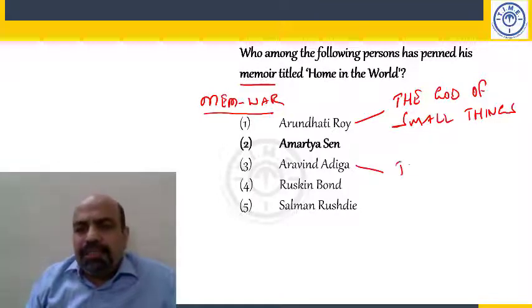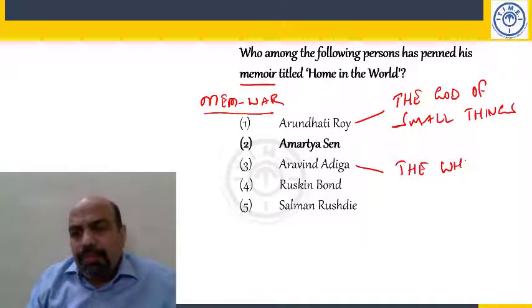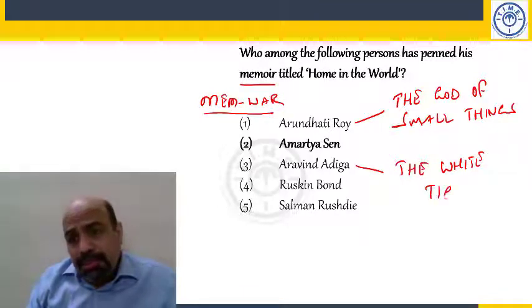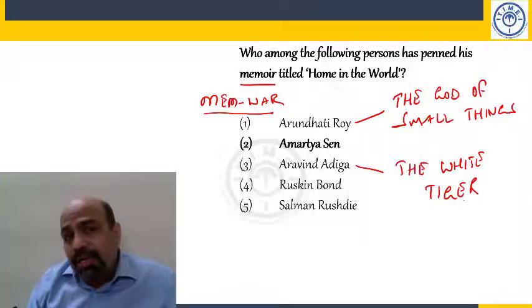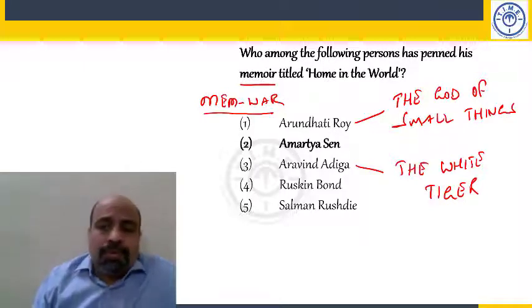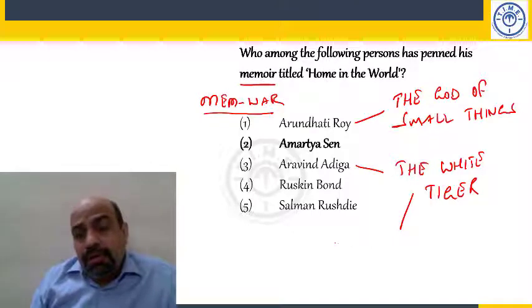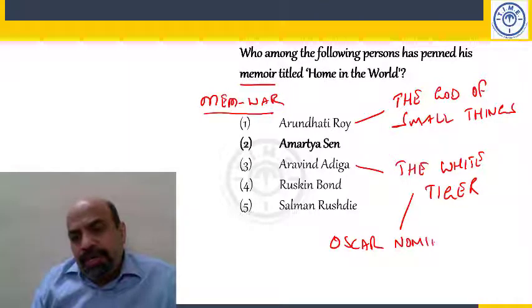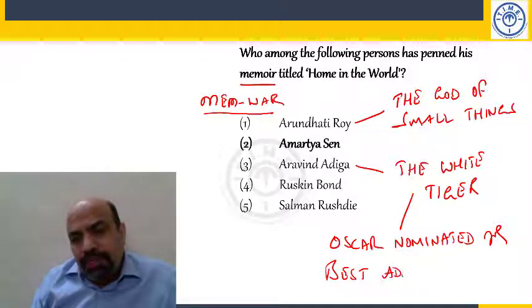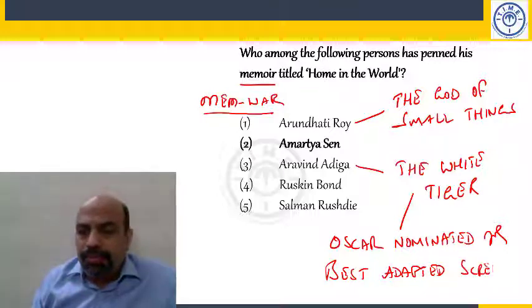Arvind Adiga, The White Tiger. This is now a film starring Rajkummar Rao and Priyanka Chopra. The White Tiger was also Oscar nominated for Best Adapted Screenplay. Now, what is an Oscar nomination?